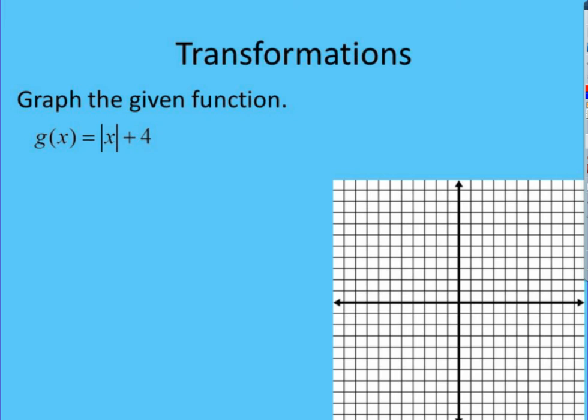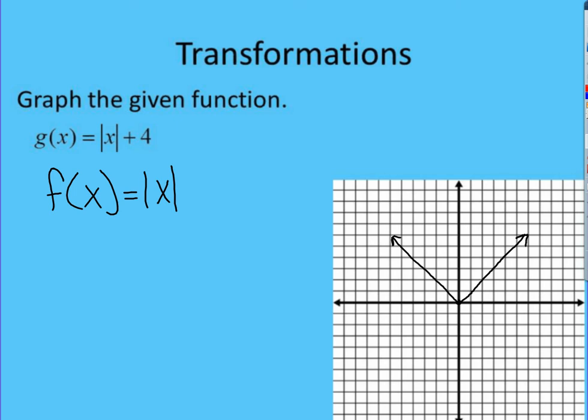So if we take a look at this function, we need to graph the function. First, let's identify what the parent function is. Our parent function is f of x is the absolute value of x. If we were to graph this, it starts at 0, 0. It has a slope of 1 on the right side, and a slope of -1 on the left side.